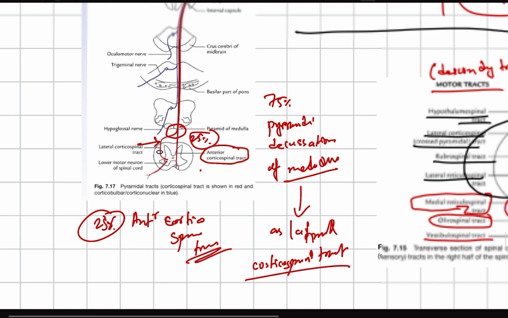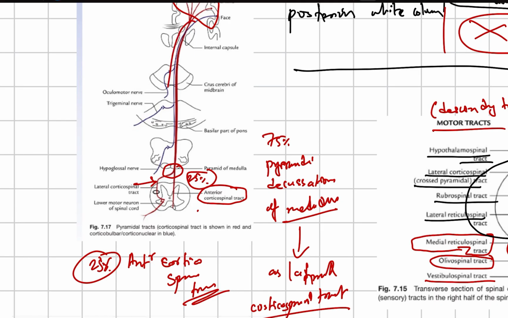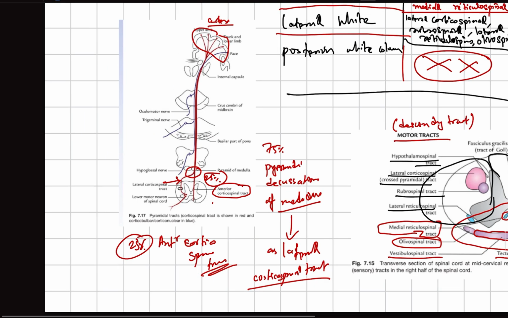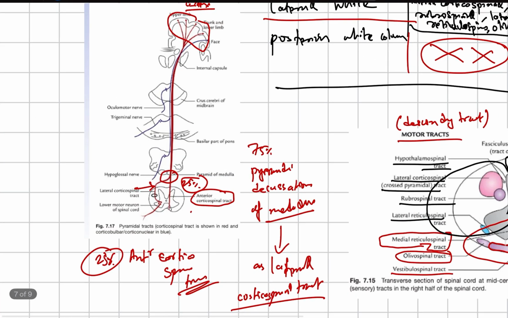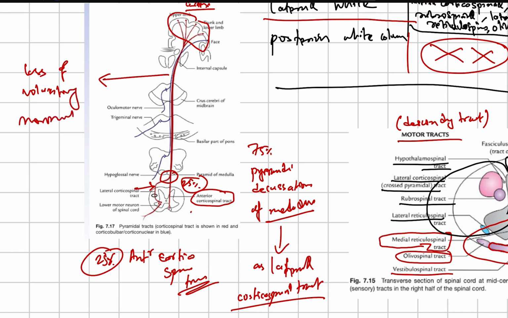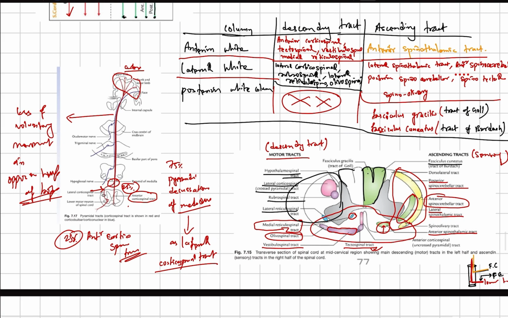If this upper motor neuron is damaged, there is loss of voluntary movement in the opposite half of the body. This is regarding the corticospinal tract.